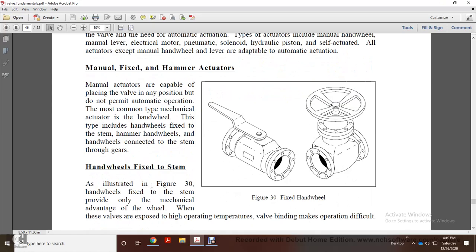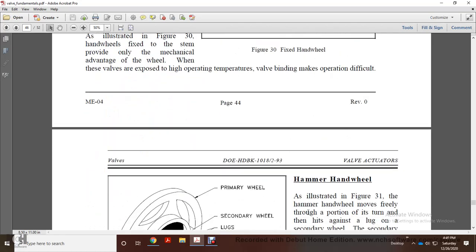Hand wheels fixed to the stem, illustrated in Figure 30, provide only the mechanical advantage of the wheel, but when the valves are exposed to high operating temperature, the valve binds and makes operation difficult.